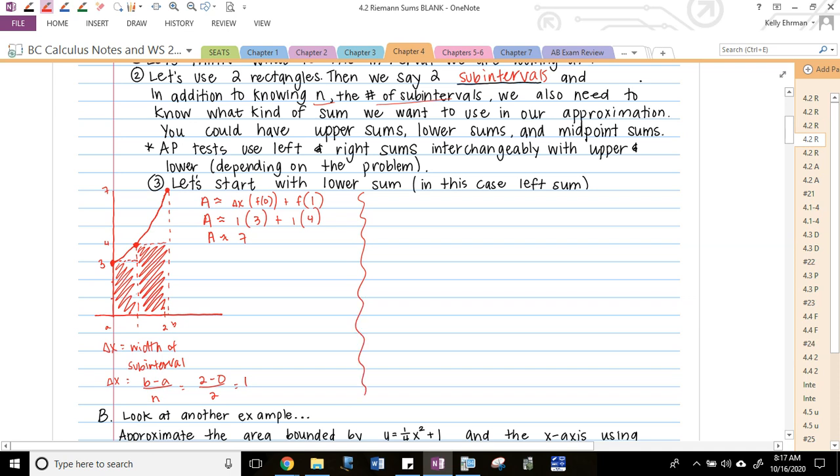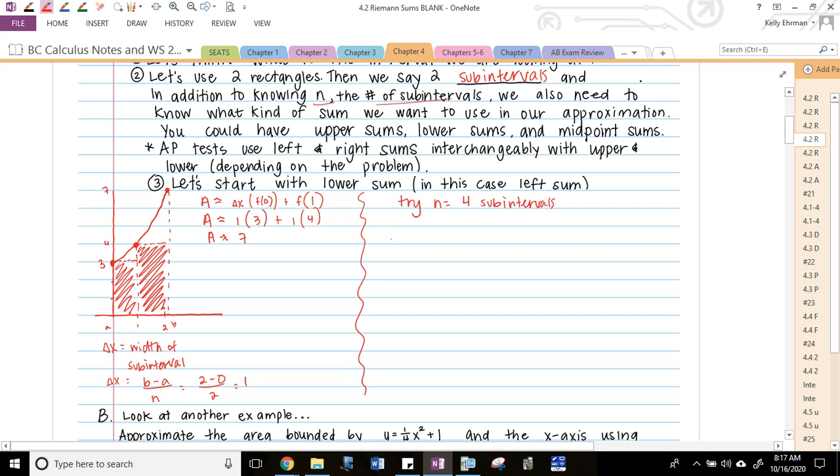2 rectangles is not very accurate. There's a lot of extra space here. There's nothing saying we have to use 2 subintervals. So what if we use more subintervals? You would think the more rectangles we use, the more accurate we're going to get. So let's try n equals 4 subintervals.